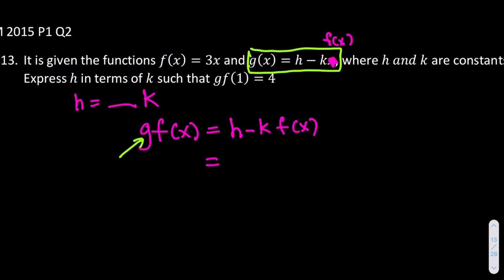But do we know f of x? Yes, they give us 3x. So we can say that it is h minus k times 3x, which is h minus 3kx.